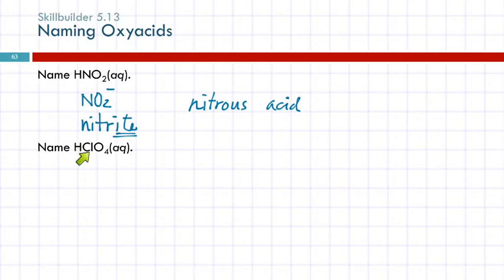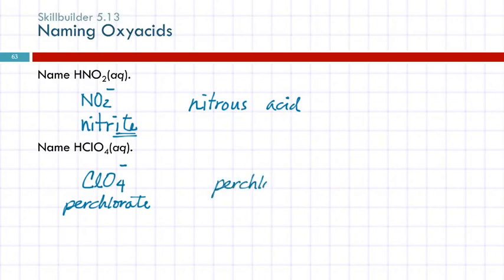How about this one? HClO4. Well, take off the hydrogens and write what we have there, just ClO4 minus. What's the name of that ion? Chlorate is ClO3 minus. This has an extra oxygen. Perchlorate. So this is perchlorate ion. So we change ate to ic. Leave the per on there. So changing the ate to ic, we get perchloric acid.